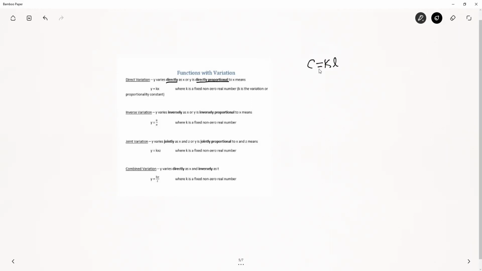Now you're probably asking, where does the K come in? Well, K is just some fixed non-zero real number. And it's also called the proportionality constant. So each of these you're going to have an equals K.